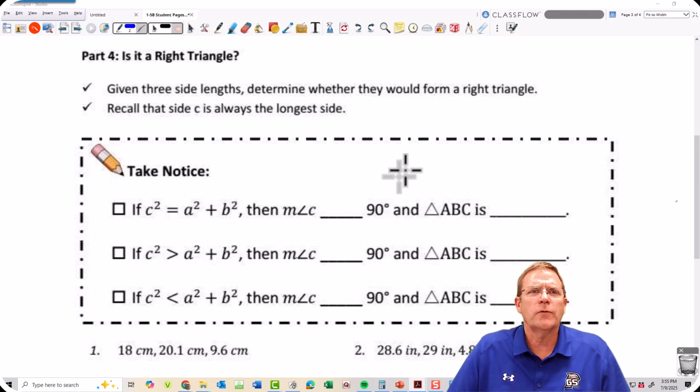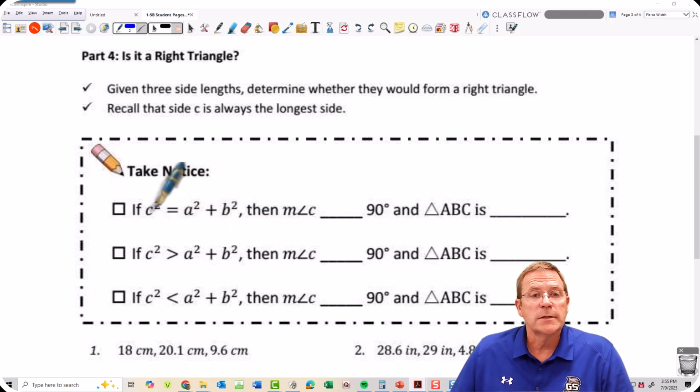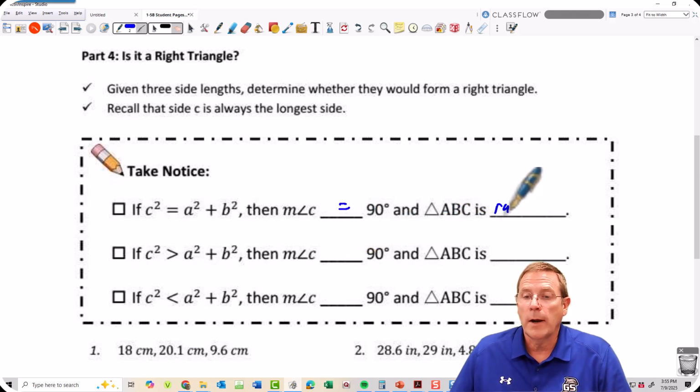And now it's time for us to move into the converse concept. The converse of the Pythagorean theorem is going to start off, well, we need to first learn a few more things in our take notice here. It says that given 3 side lengths, determine whether they would form a right triangle, and recall that side C is always going to be the longest side. So it says that if c squared is equal to a squared plus b squared, then the measure of angle C is going to equal 90 degrees, meaning it is going to be a right triangle.